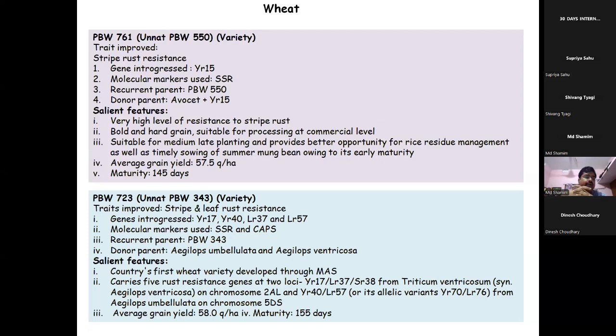recurrent parent. And the second one is PBW723. That one is improved for stripe and leaf rust resistance. In this variety, four genes have been introduced: for stripe rust resistance, two genes Yr17 and Yr40, and for leaf rust resistance, Lr37 and Lr57 have been introduced. And the SSR marker was used for the Yr17 introgression, and for this, the CAPS marker.